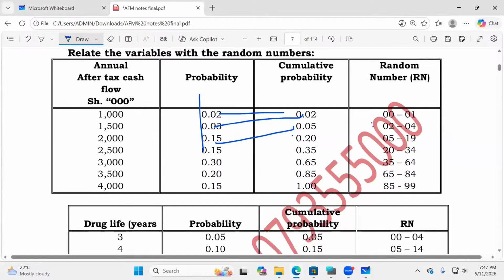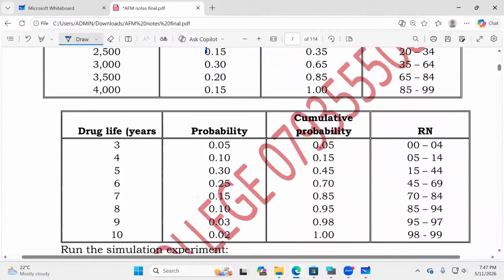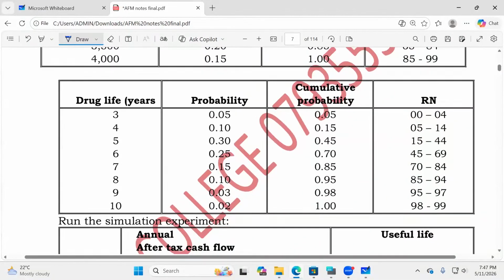Then we have the second variable. The second variable is known as who? Drag life. Do you remember drag life? And they have given us the probabilistic distribution of drag life. They always give you up to here. This will be given always. So it's upon you now to straight away know that the next thing will be for you to get cumulative probabilities and then the ranging aspect.